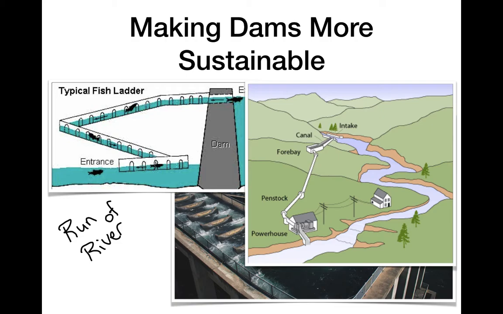Okay, so fish ladders and run-of-river dams can both be ways to help reduce the impact of dams.